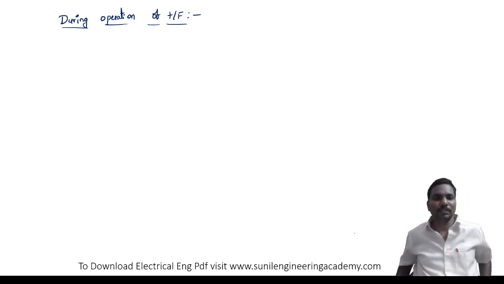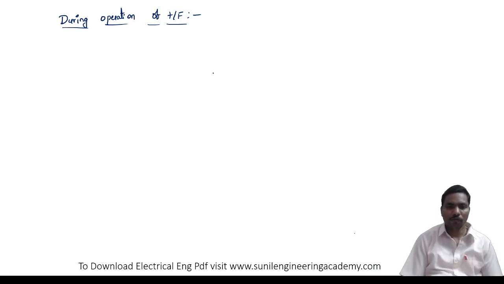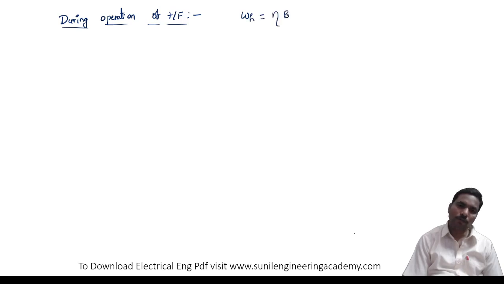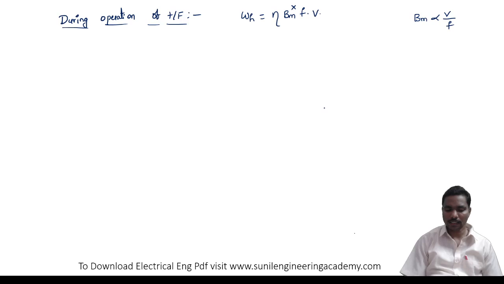So let us take what will happen during operation of the transformer. This session may be somewhat lengthy. Be patient, then only you will get the full thing. We know the formula WH is equal to zeta into B max power x into F into V. In the previous session we already discussed that B max is always proportional to V by F.